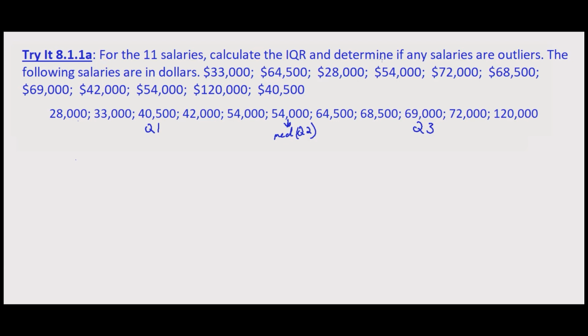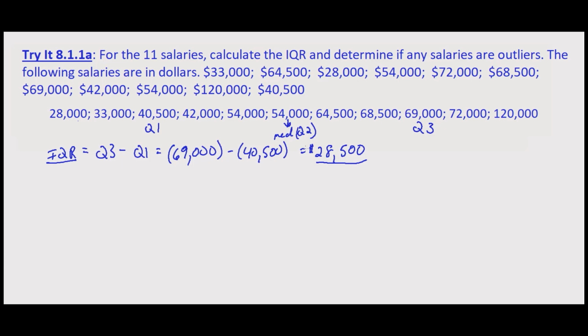So now we've determined our quartiles, and our interquartile range is simply the difference of our quartiles. That equals Q3 minus Q1, which equals 69,000 minus 40,500, which equals 28,500. So there's our interquartile range, $28,500.